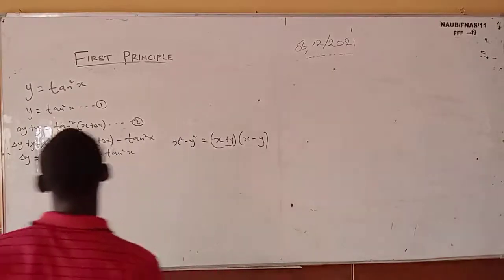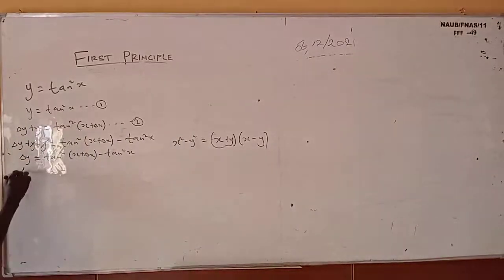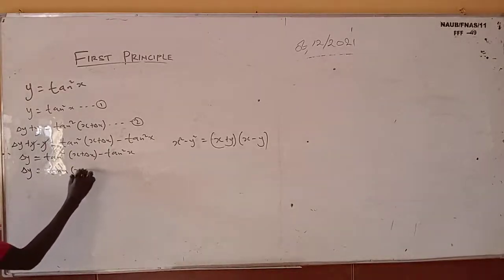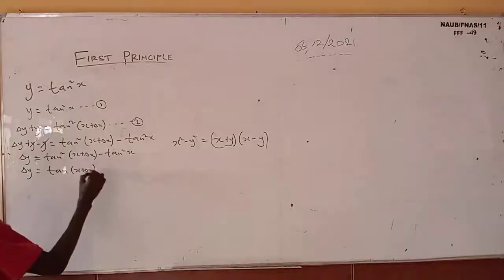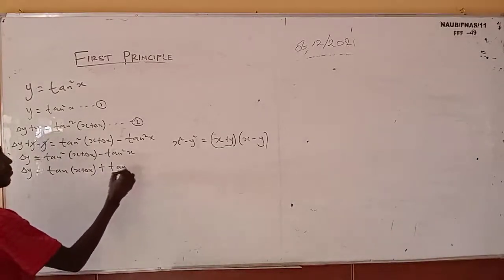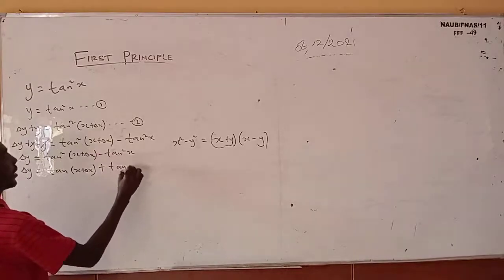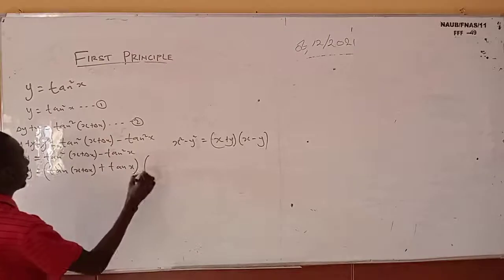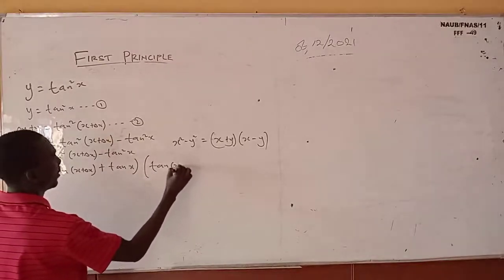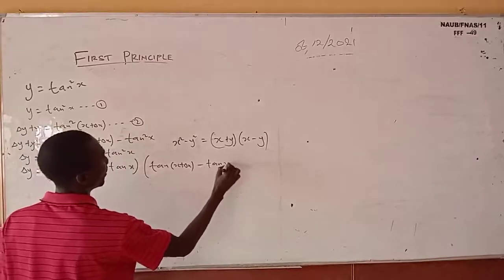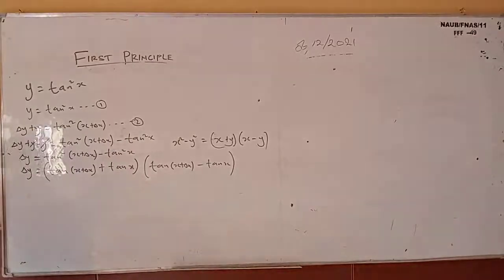So now it means that change in y will be equal to tan s plus tan (s plus change in s), then put it in bracket, into tan (s plus change in s) minus tan s. You get this?